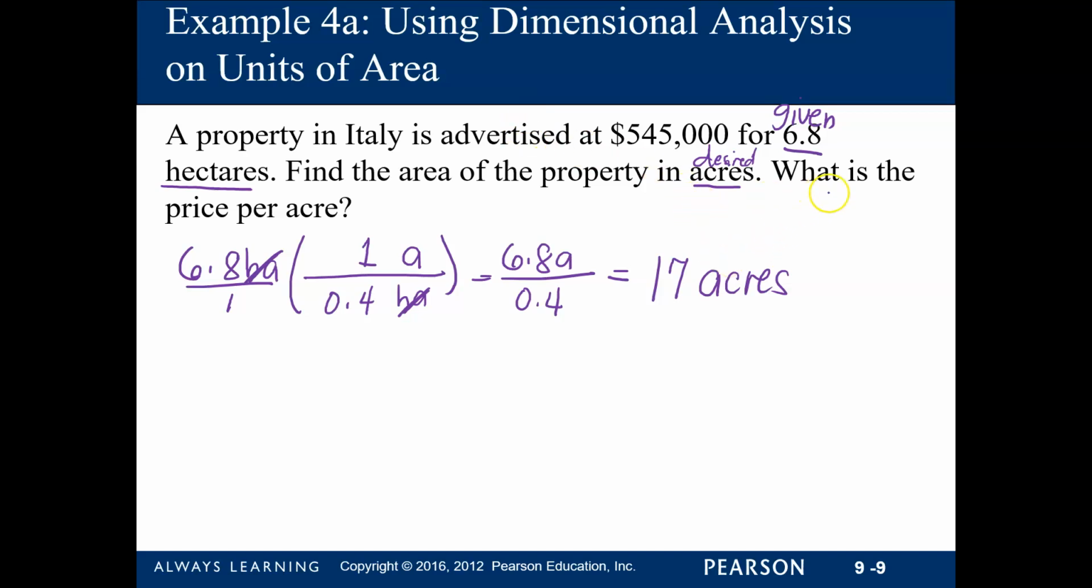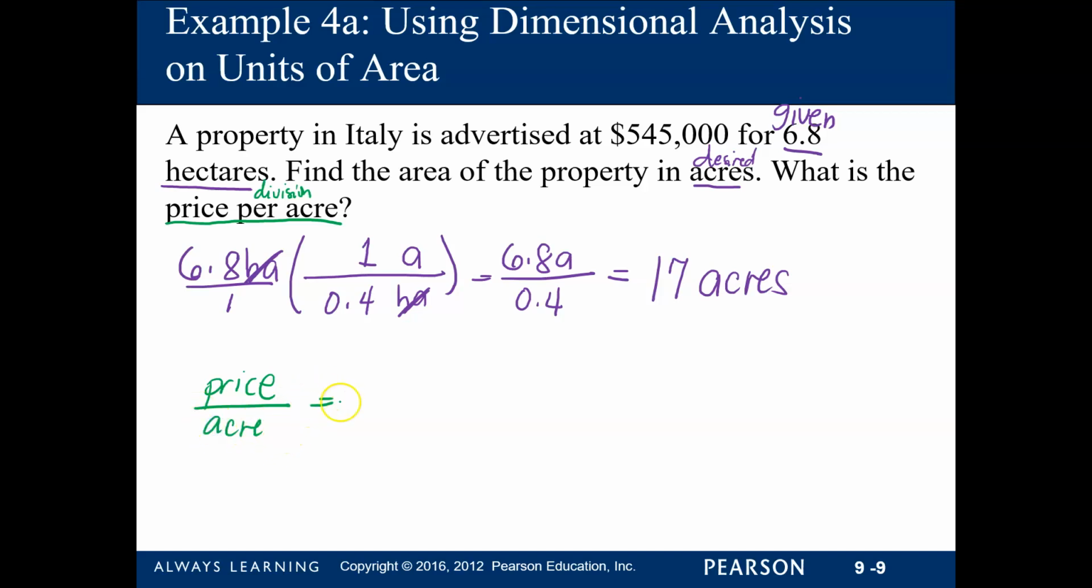Now, the follow-up question is, what is the price per acre? As you can see here, this already tells us how we are going to set up our equation. Price per is division. So price per acre.